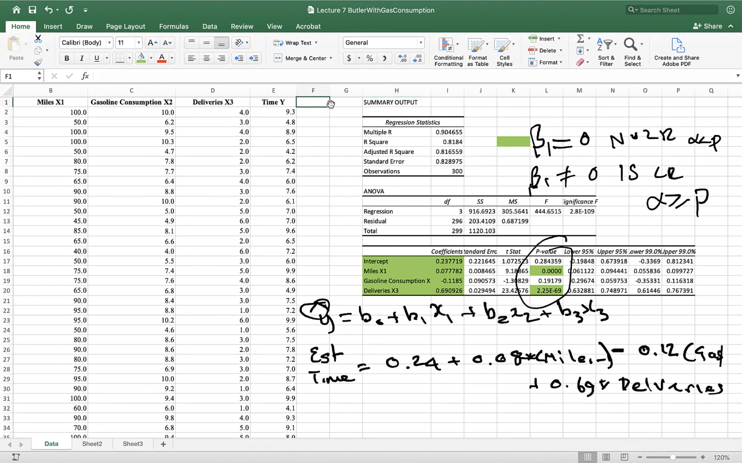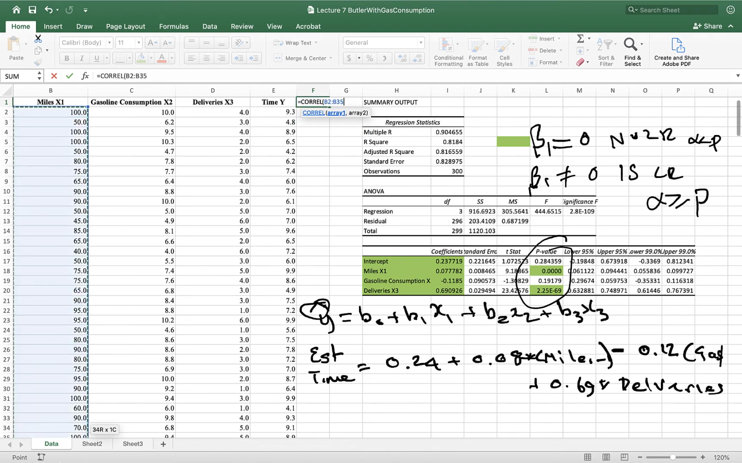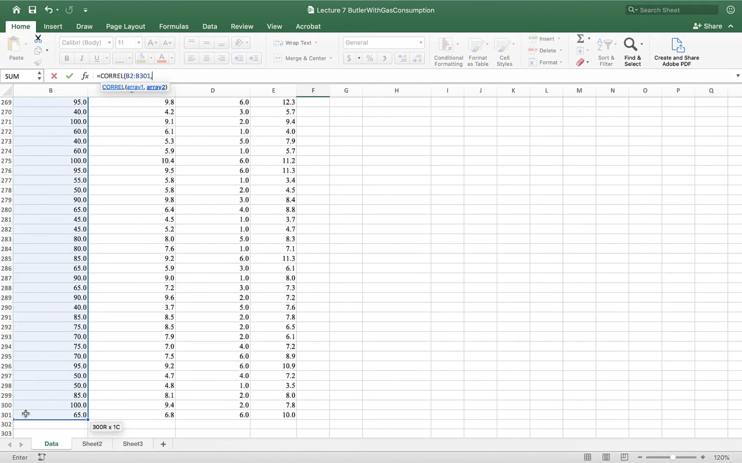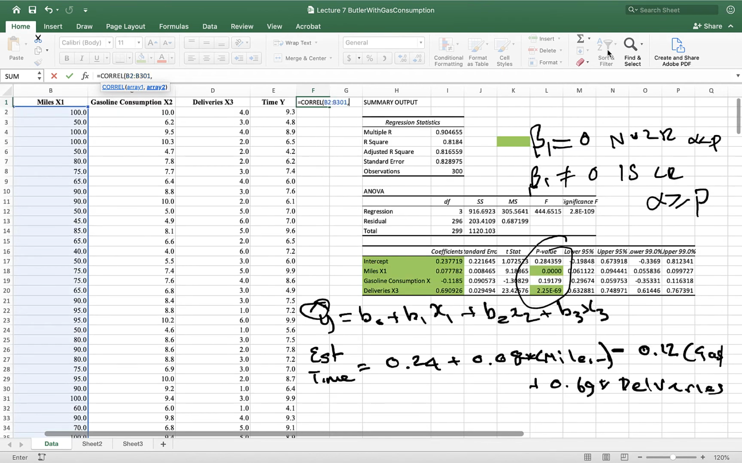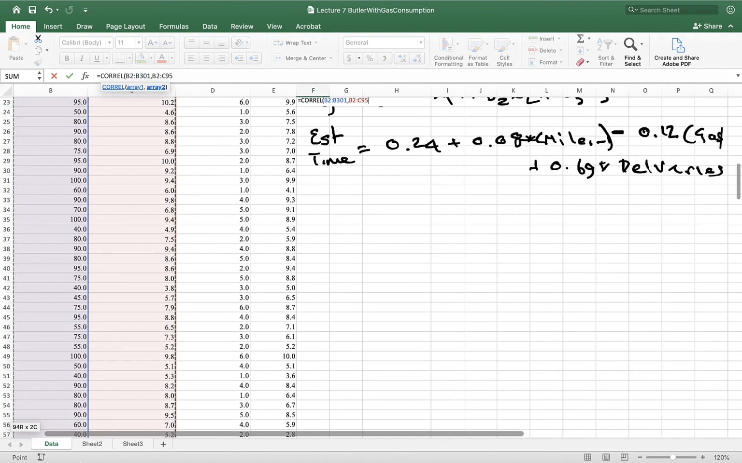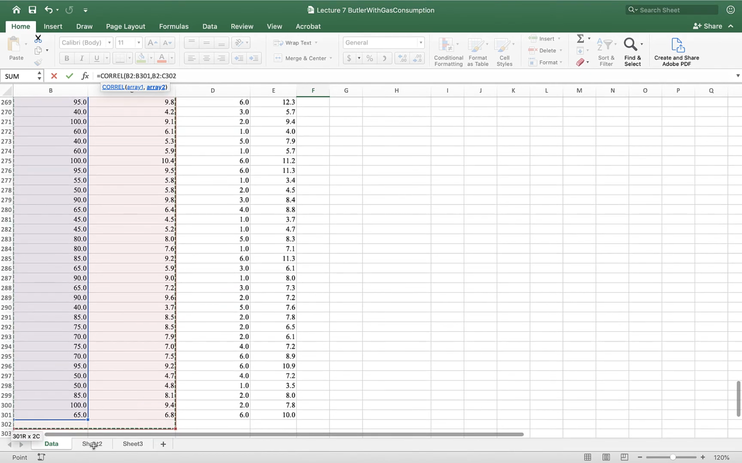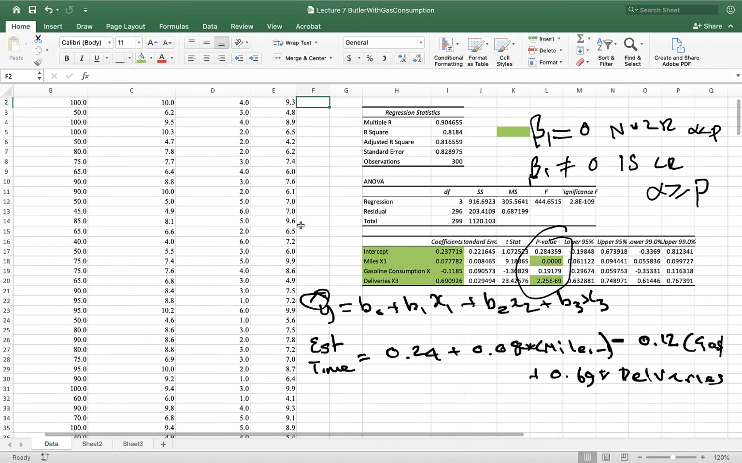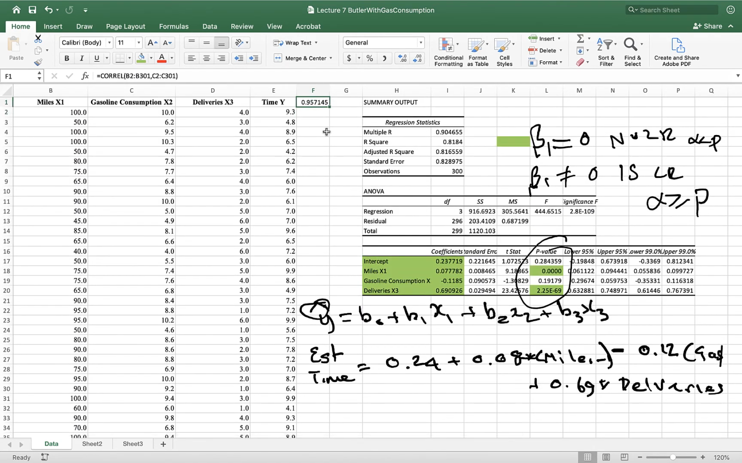Let's work out the correlation for them. Let's do equals CORREL. So the correlation coefficient between miles traveled, which is going to be this, and gasoline consumption. Let's go up to the top. What value do you get? 95%. They're very closely correlated. They're very closely related. They're measuring the same thing.